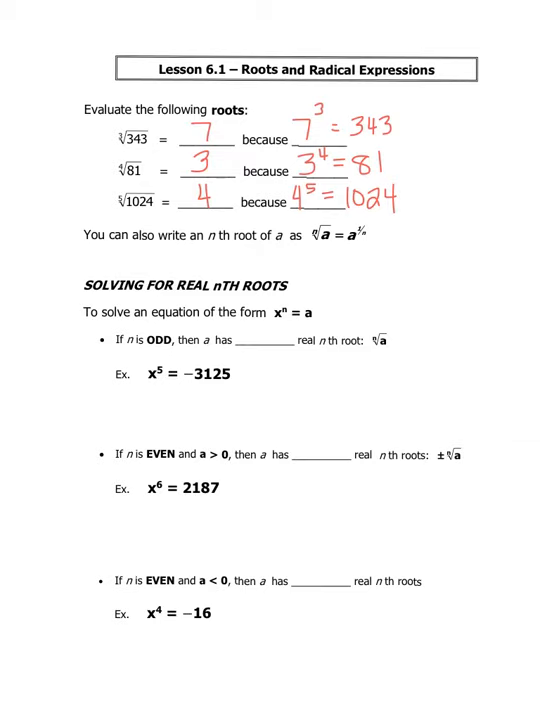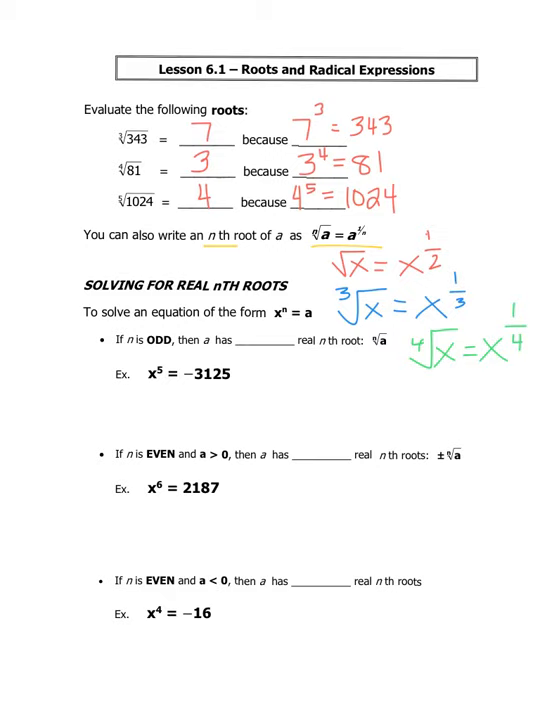You can also write anything with an nth root as that value as a fraction. So for example, if I have the square root of x, that's the same thing as x to the 1/2. If I have the cubed root of x, that's the same thing as x to the 1/3. And if I have the fourth root of x, that's the same thing as x to the 1/4, and so on. The number of that root is going to be what the denominator of your fraction is in your exponent.